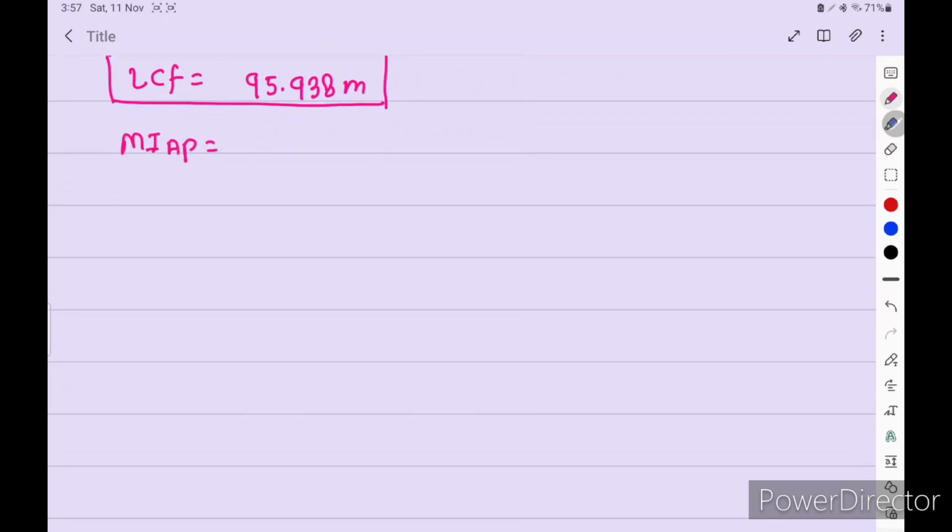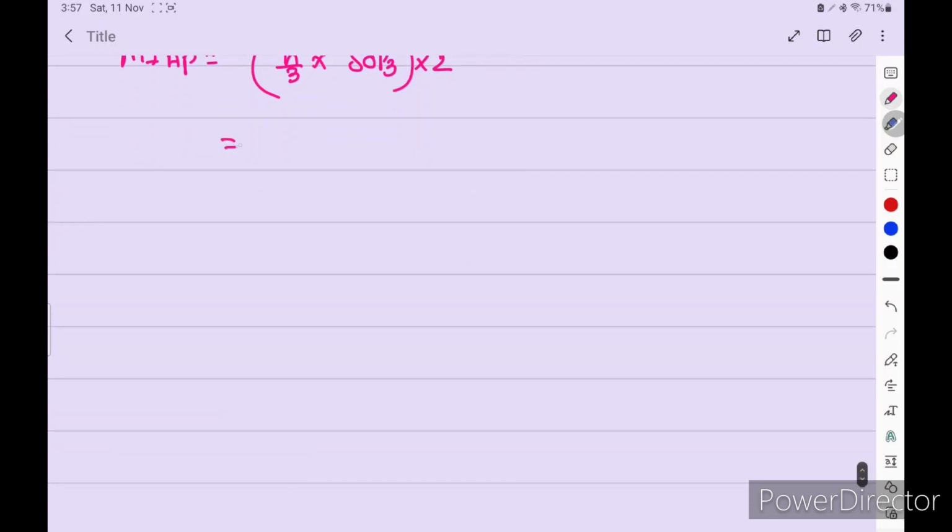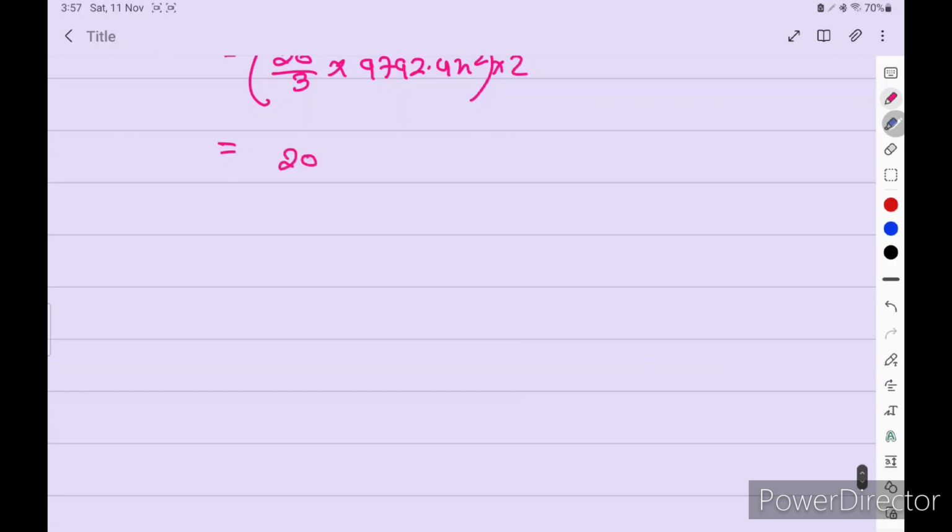Moment of inertia about perpendicular is equal to h by 3 into SOP 3 into 2. So 20 by 3 into 9792.4 h square into 2. So 20 by 3 into 9792.4 into 20 to the power 2 into 2. MI about perpendicular is equal to 52226133.33.